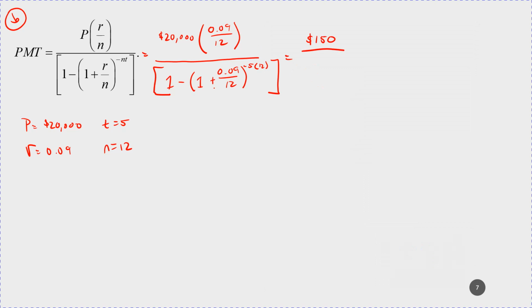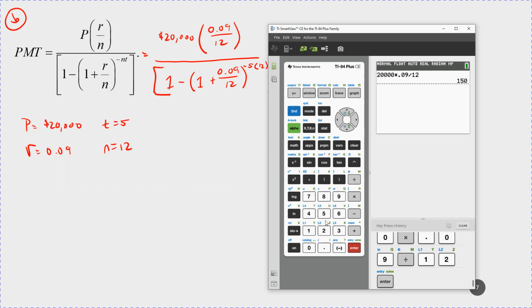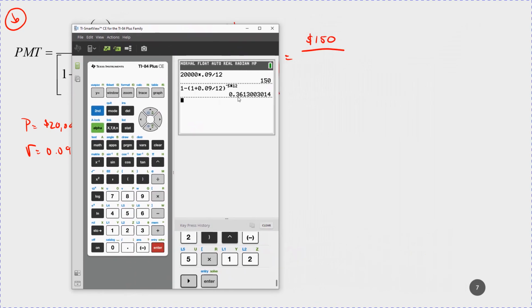All right, we got to do the denominator. So I'm going to do this all in one step with my calculator. And just be careful, be very diligent, okay? 1 minus, and then in parentheses, 1 plus 0.09 divided by 12. Close this parentheses, but raise that to the minus 5 times 12 power. And so you can see here, this is going to be 0.361300, okay?